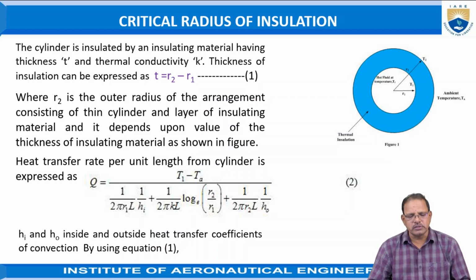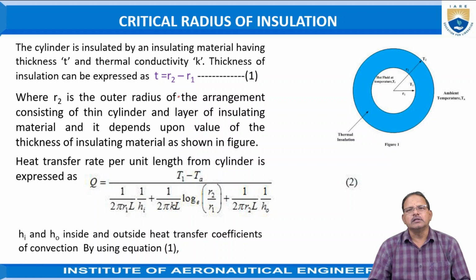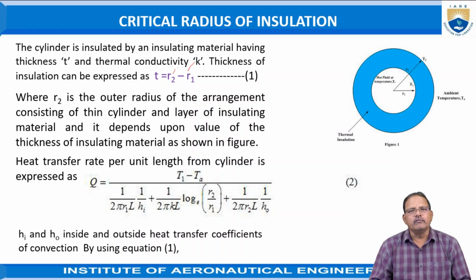Here the thickness of the insulation material is the difference of the outer and the inner radius of the cylinder. The thickness of the cylinder itself is negligible, but R2 represents the insulated material when it is kept just over the cylindrical surface. Hence the thickness of the insulation is equal to R2 minus R1, where R2 represents the outer radius of the arrangement consisting of the thin cylinder and a layer of insulating material, and depends upon the thickness of the insulating material as shown in the figure.